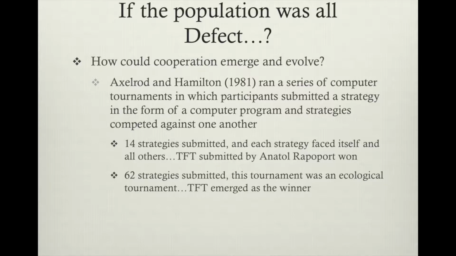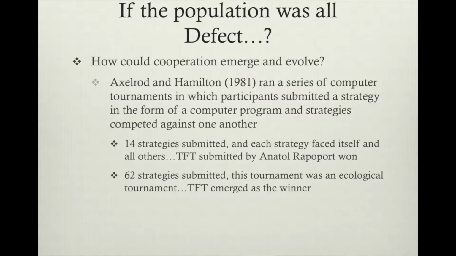And so Axelrod and Hamilton decided to model and come up with the ESS for the prisoner's dilemma by running a computer tournament. There were a series of tournaments in which participants submitted a strategy in the form of a computer program. Those strategies then played against all other strategies that were submitted. In the first iteration, there were 14 strategies submitted. Each strategy faced off against itself and against all others. And the most robust strategy, the one that won, the one that became the evolutionarily stable strategy, was a strategy called tit for tat, submitted by Anatol Rappaport.